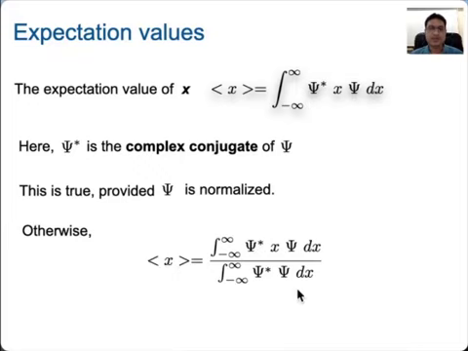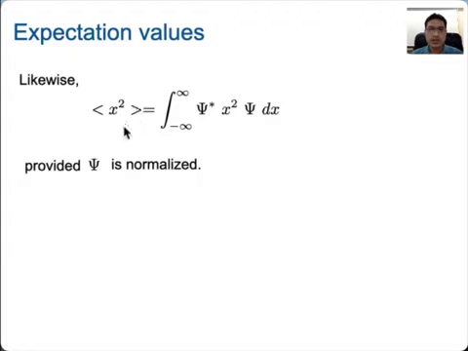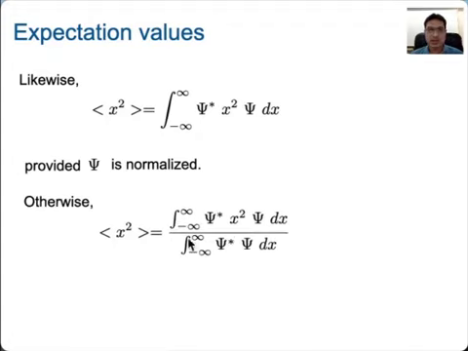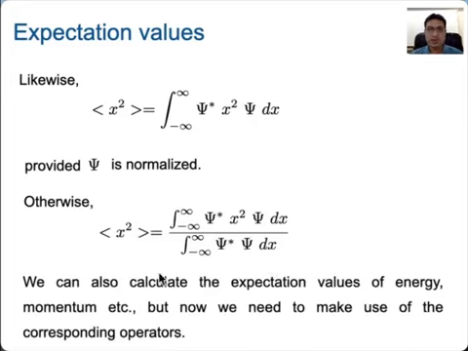So this is the general form of the expectation value of a variable x in a given wave function psi. Now if you want to estimate the expectation value of x square, we can do the same. x square is sandwiched between psi star and psi and integrated over the entire space. If psi is not normalized, this whole quantity is divided by psi star psi integrated over dx. Now we can calculate the expectation value of different variables like energy and momentum.